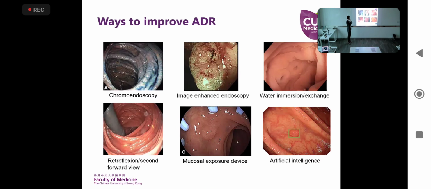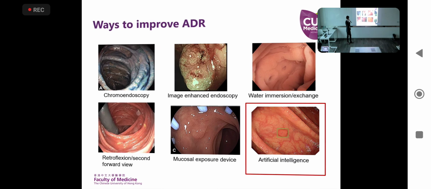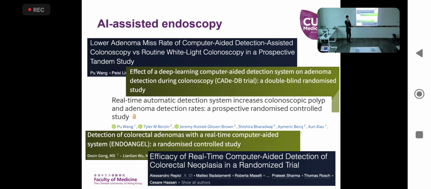There are many ways to improve the adenoma detection rate nowadays, like the tedious chromoendoscopy with indigo carmine in the whole colon, or newer-generation virtual endoscopy, and other techniques such as water immersion, a second forward view, or the addition of a mucosal exposure device. But these are all technically demanding or need some training. Therefore, AI as an extra pair of eyes has an important role nowadays, and is emerging as an additional way to improve our colonoscopy quality as well. I'm sure we all know that this is a boom of AI-assisted colonoscopy.